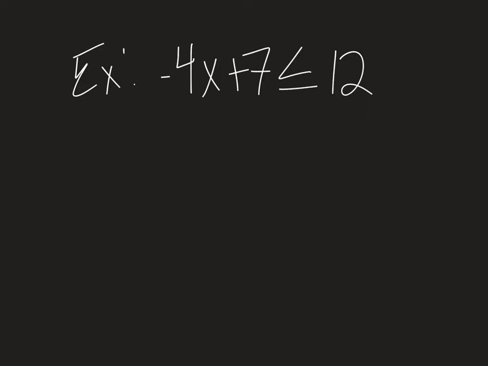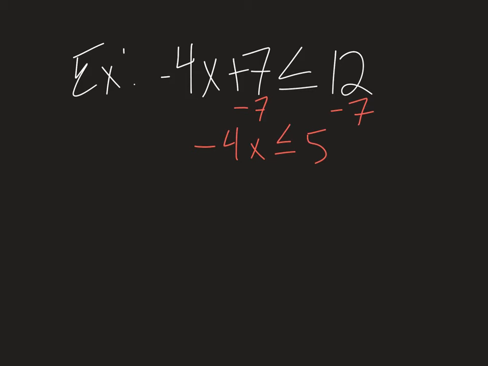Just like we would solving an equation, the first thing we're going to do is work our order of operations backwards. So I think our first step would be to subtract 7 from both sides. I can do that and still maintain the inequality. If I subtract the same thing from both sides, we're still good. So negative 4x is going to be less than or equal to 5.